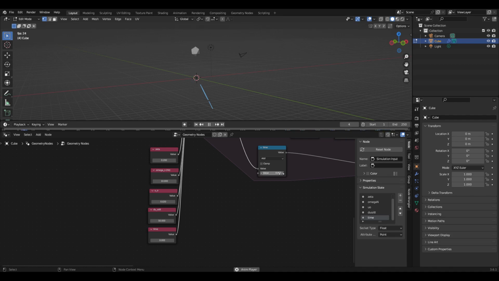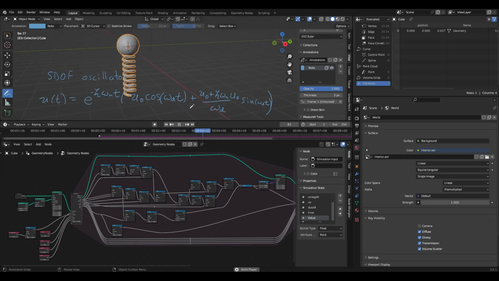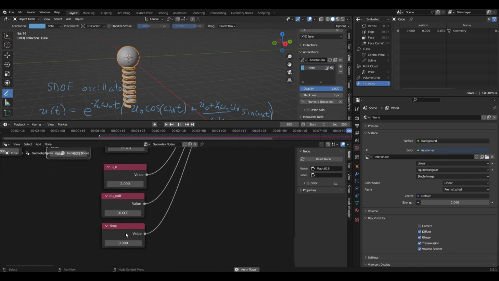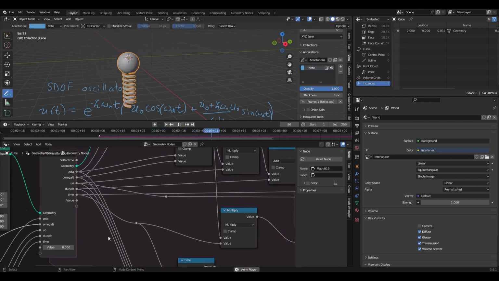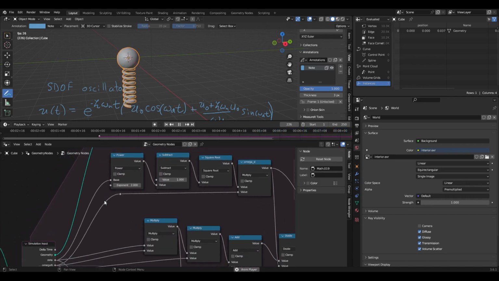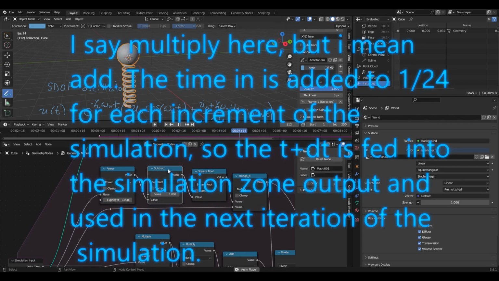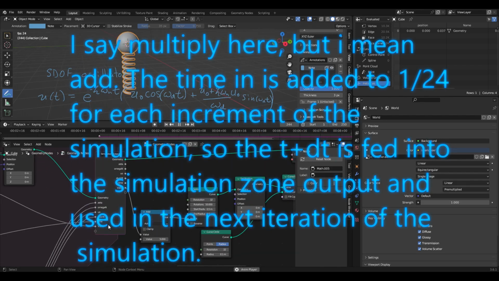And so now that I have the icosphere oscillating around, what I want to do is step it up a little. I put a shade smooth onto it, and then these are the values that I used for zeta, u naught, du naught dt, and then the time is 0. And here I'm taking the time and then multiplying it by 1 over 24 because the default animation number of frames per second is 24 in Blender.